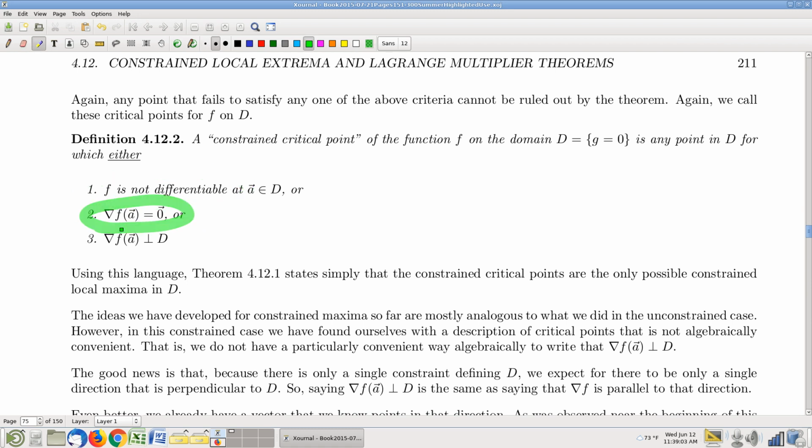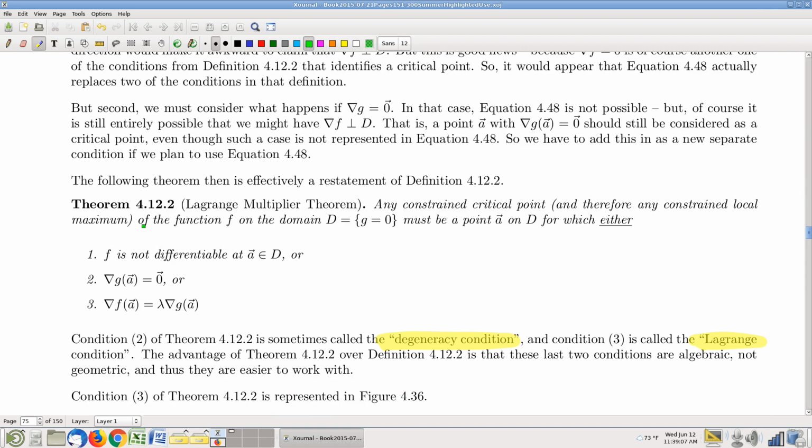If the gradient of f is 0, which one of these holds? Notice it's got nothing to do with number 2. If the gradient of f is 0, what happens is this is true. The gradient of f is 0, then the gradient of f is a scalar multiple of the gradient of g. That scalar multiple is 0. Okay, so algebraically, this catches all of those cases where the gradient of f is 0.